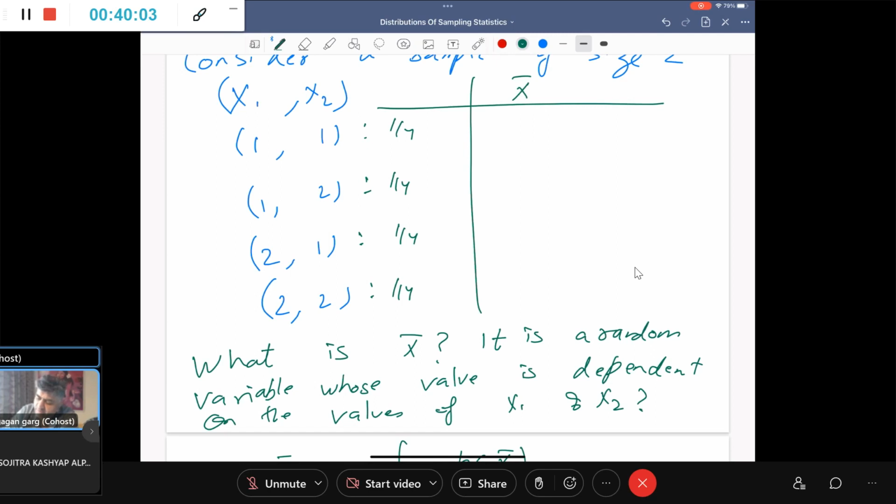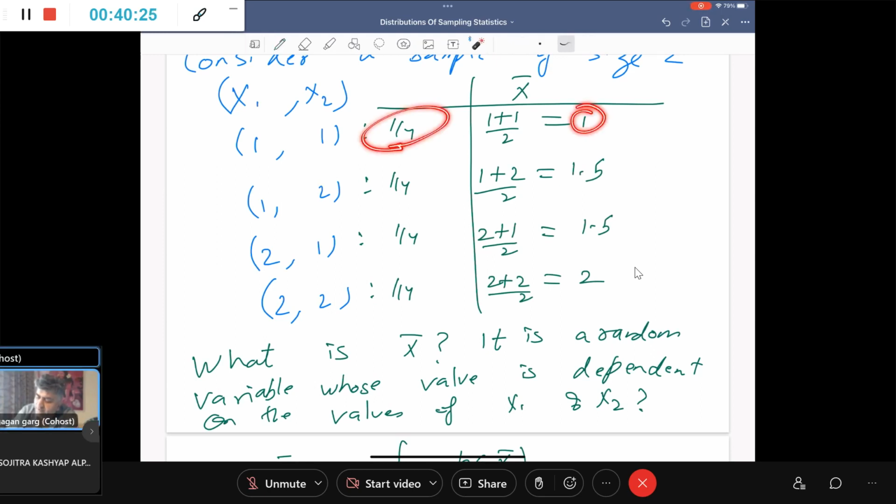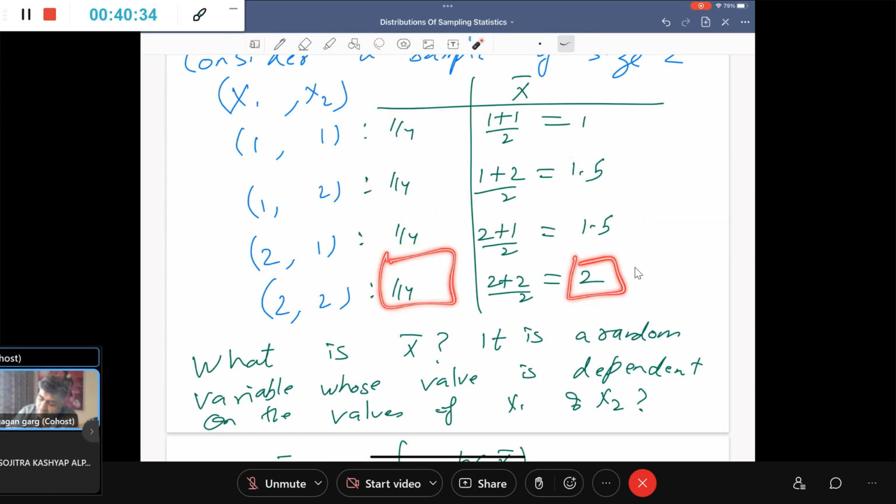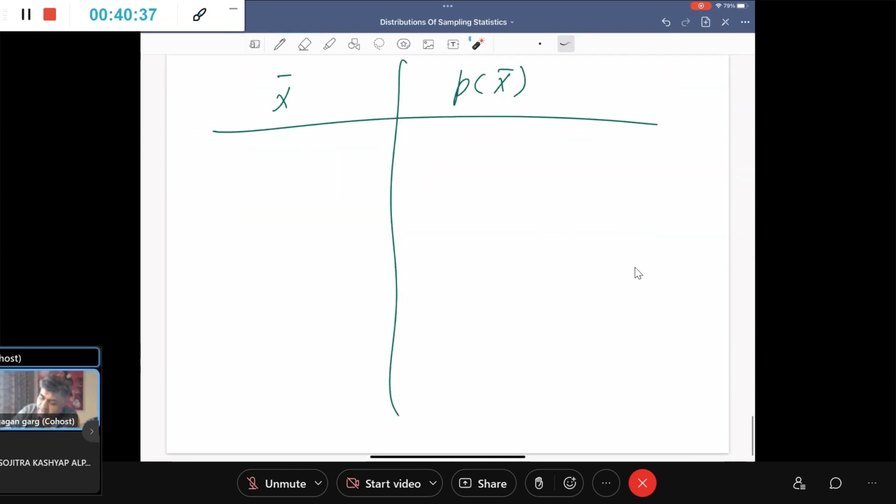So x bar here is (1 + 1)/2, which is 1. X bar here is (1 + 2)/2, which is 1.5. Here it is (2 + 1)/2, it is 1.5. Here it's (2 + 2)/2, which is 2. So x bar is taking these 4 values. It is taking value 1 with probability 1/4, value 1.5 with probability 1/2, and value 2 with probability 1/4. So these are the values and probabilities for x bar.